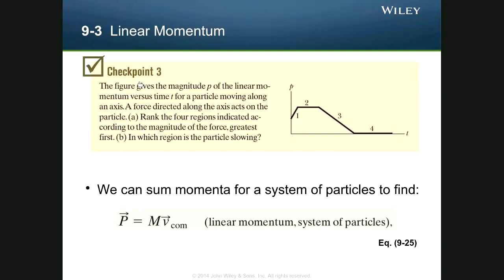So the figure gives the magnitude P of linear momentum. So you'll notice you have P on this axis, versus t on the other axis, for a particle moving along an axis. A force directed along the axis acts on the particle. It wants us to rank the 4 regions indicated according to the magnitude of the force, greatest first, and in which region is the particle slowing. So if we look here, the thing to recall is that force is equal to dp/dt. Given that, it should be pretty easy how to answer this question.